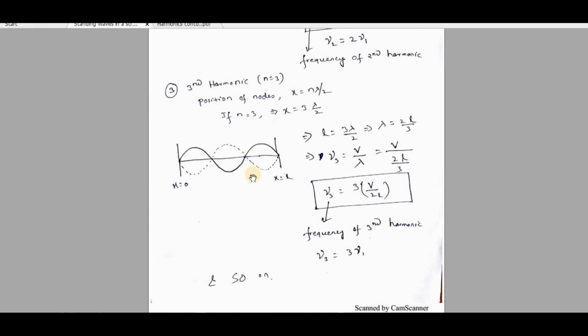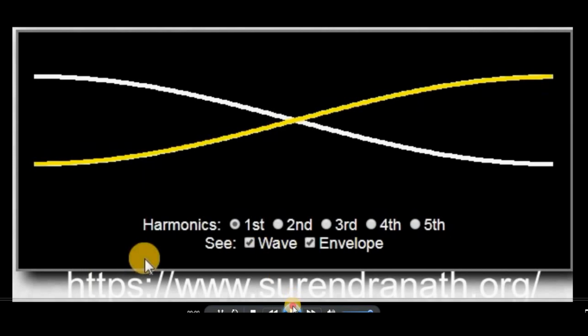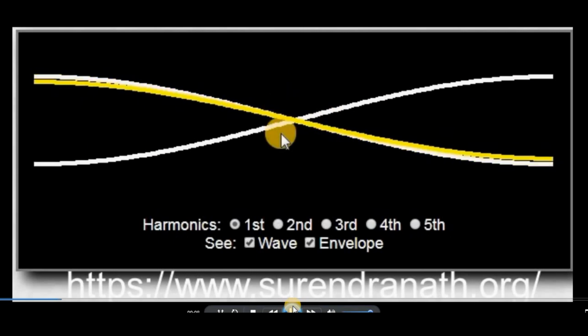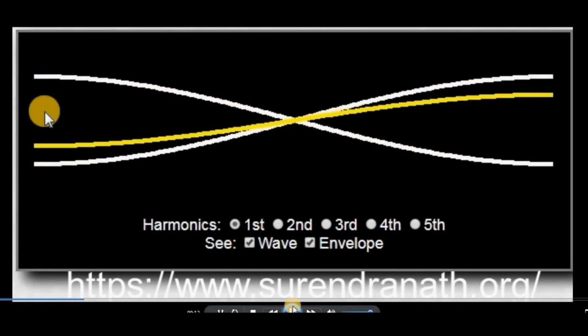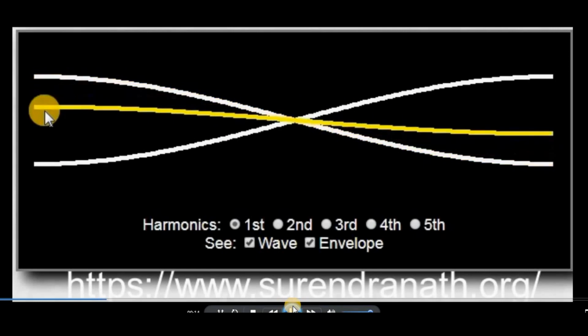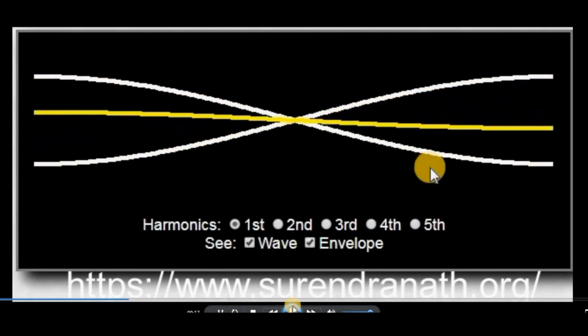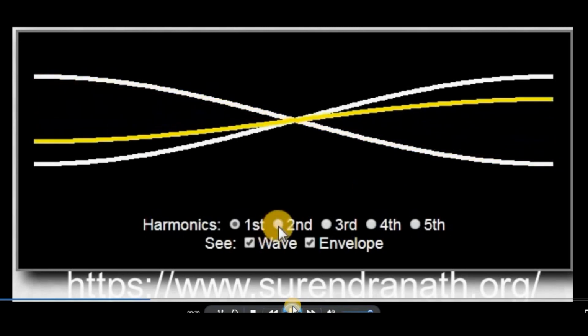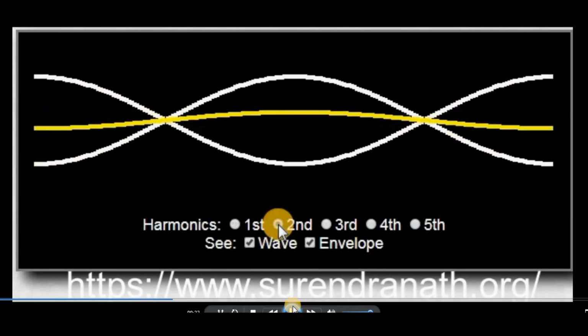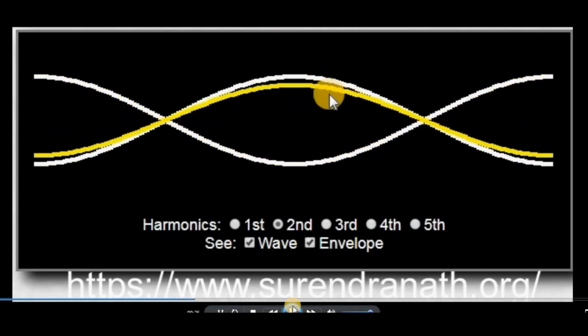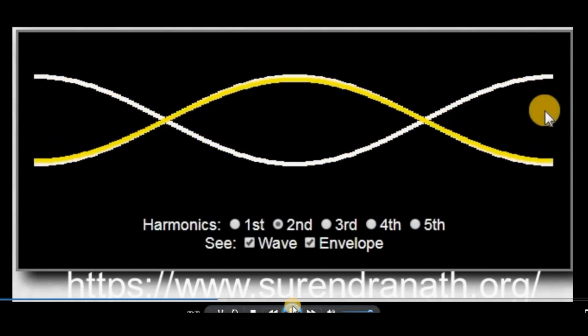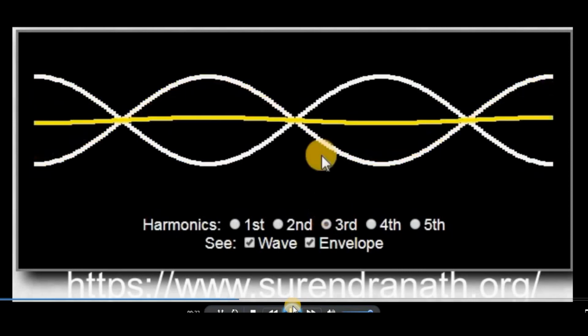Now let's see how things change when the string is open at both ends. This one represents the standing waves produced in a string whose both ends are open or free. So this is the shape for n is equal to 1, the first harmonic. If n is equal to 2, this is the shape of the standing wave. Similarly, if n is equal to 3, this is the shape of the standing wave.